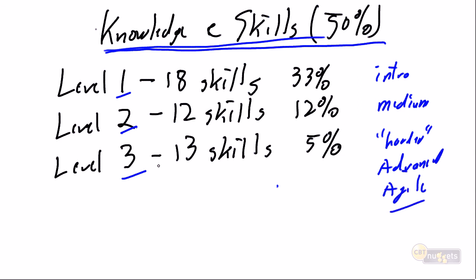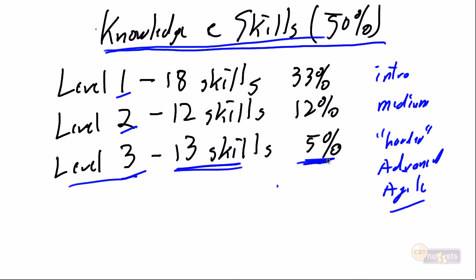But the good news is, although there's a significant number of advanced skills for Agile development, 13 of them, they're only going to constitute 5% of your total exam questions. So again, if you're relatively new to this Agile world and you're going to say, oh, I'm not ready to take an exam based on level 3 skills, I wouldn't worry too much about it. You will understand what those 13 level 3 skills are through this Nugget series.